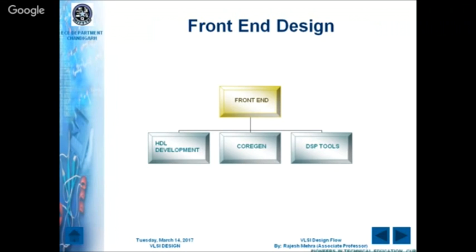First is HDL development, second is core gen, third is DSP tools. As I told you, whenever we work in MATLAB, you design your filter in MATLAB. MATLAB is going to give you the order of the filter, and once that order and the exact values of the different coefficients are with you, the next part is the hardware part. You are either going to use ISE or Altera software, and in that case you have to work in HDL.